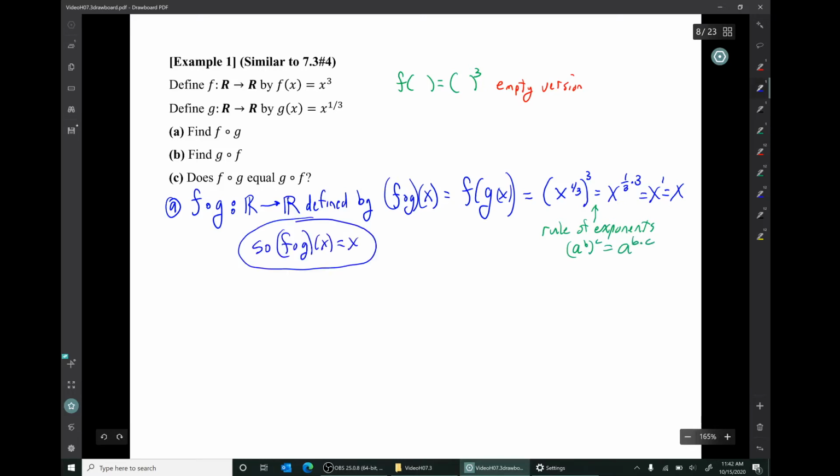So we get the result that f circle g of x is x. Notice that we use the empty version of f in constructing this expression, and notice that we use this rule of exponents in simplifying this to make it this, and then that just becomes x. Now let's find g circle f.